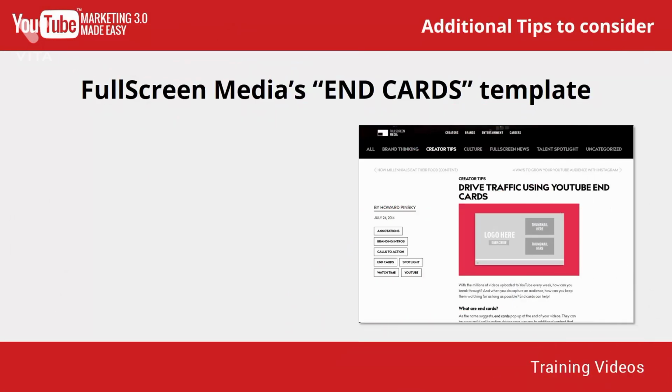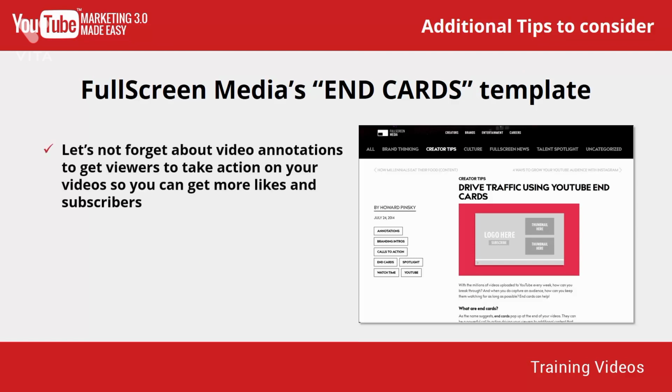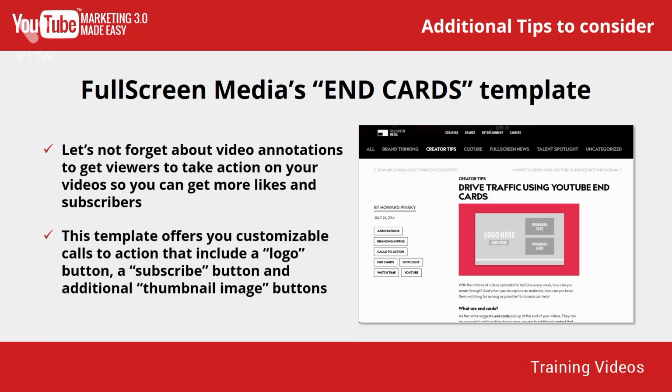Full Screen Media's End Cards template. Let's not forget about video annotations to get viewers to take action on your videos so you can get more likes and subscribers. And for that, we recommend you use the End Cards template from Full Screen Media. This template offers you customizable calls to action that include a logo button, a subscribe button, and additional thumbnail image buttons that you can use to insert recommended videos the easy way.